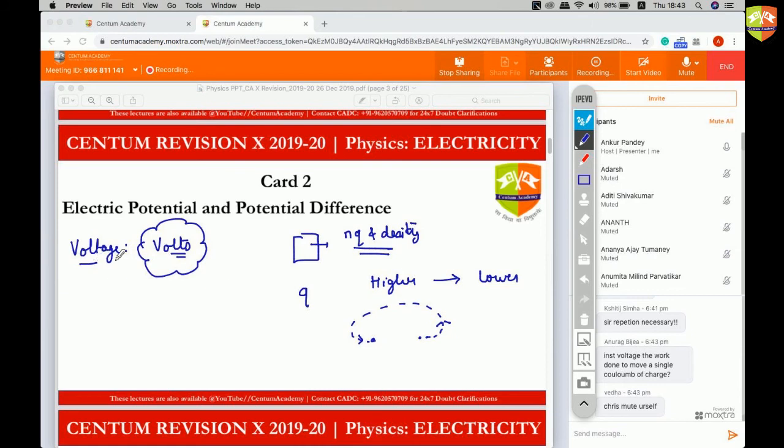There exists a reason for the flow of current or charge, and that reason is our next topic: the potential difference. Voltage, electric potential and potential difference. Voltage is the general term we use for potential difference. The unit is volts.